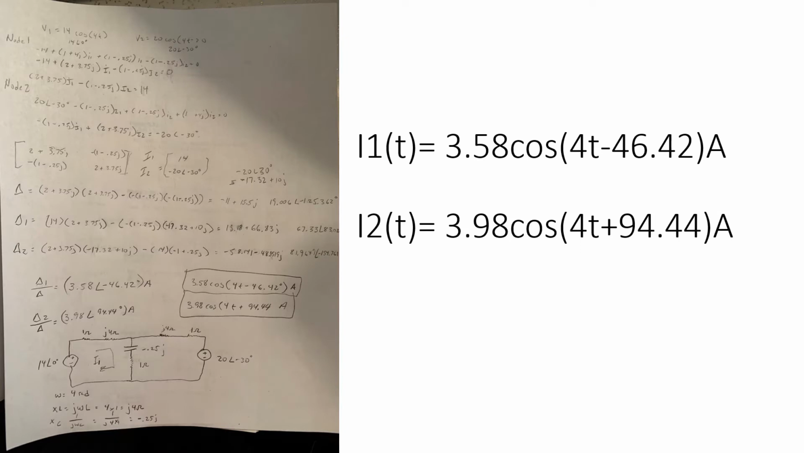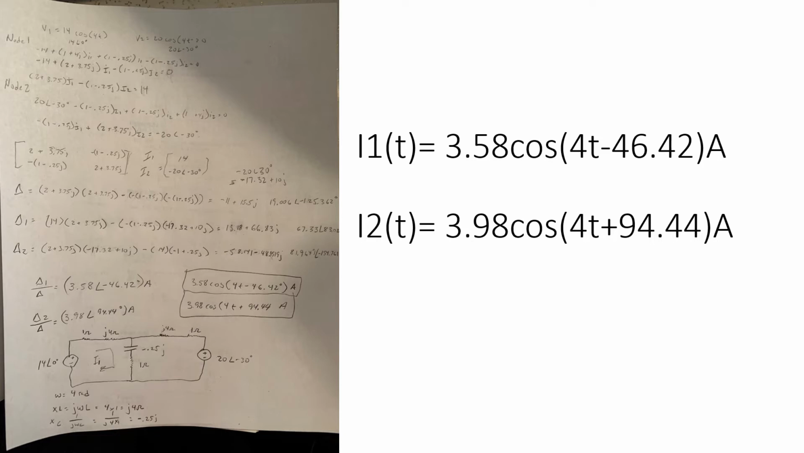So as we can see at the very bottom of the picture, we're going to have to change our format so that our inductor and our capacitor are in the right form with j numbers. We're going to see that we have 4 rad/s, so that's going to give us an inductor of j4 ohms and a capacitor of negative 0.25j ohms.